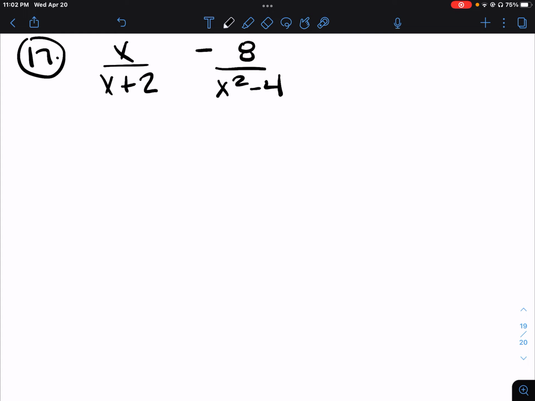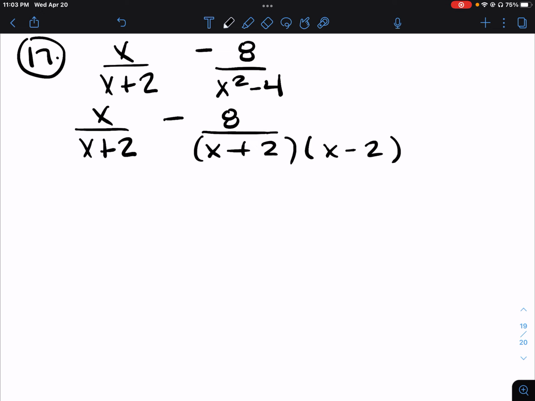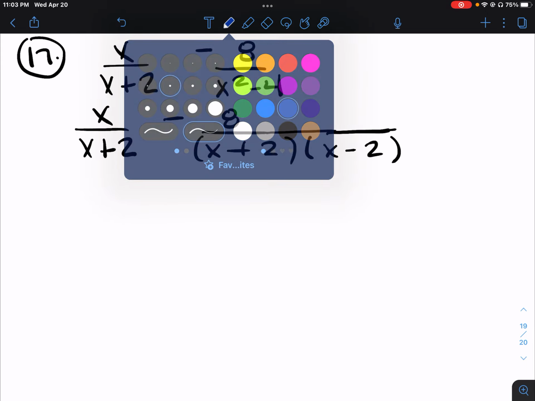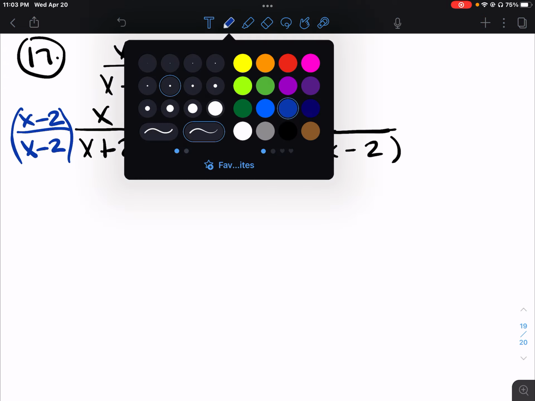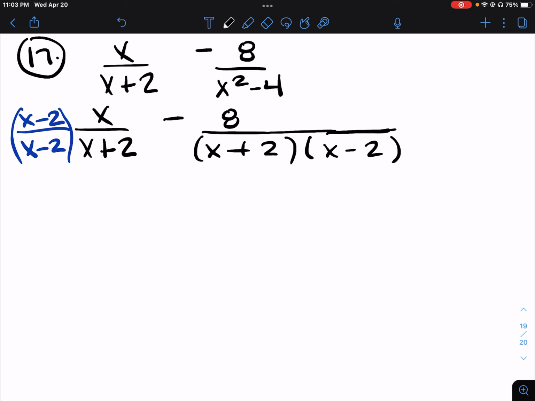Okay, subtraction, we need a common denominator, but first we need to factor that. Difference of squares. The common denominator is what they can both become. It's not the left thing, it's the right thing. Because all you have to do to make them match is multiply x minus 2 for the left. Remember you can only times in or leave it alone.